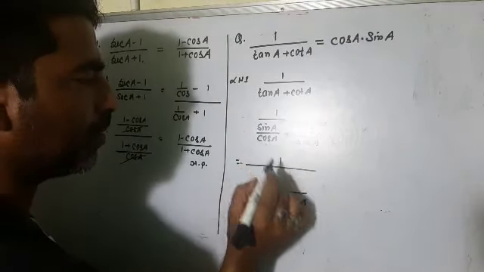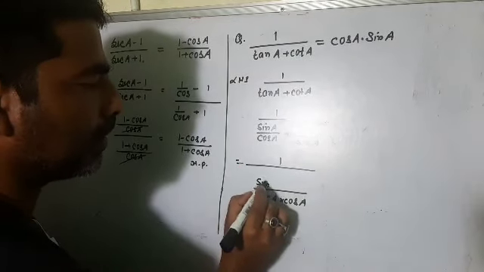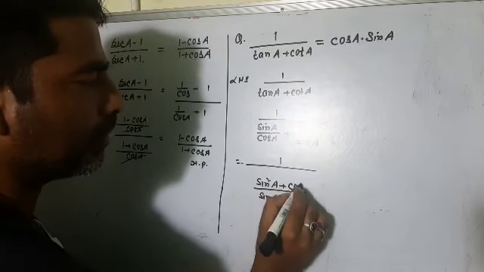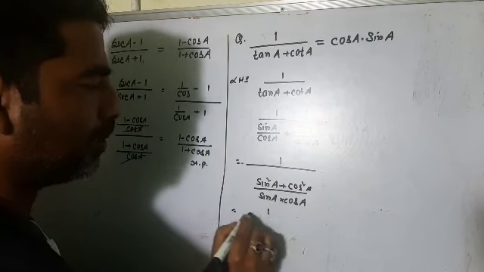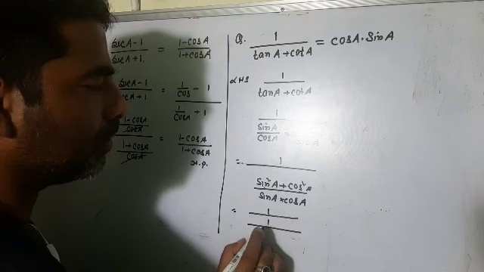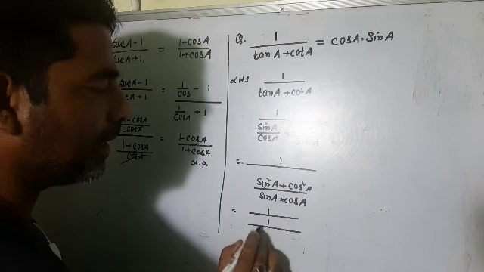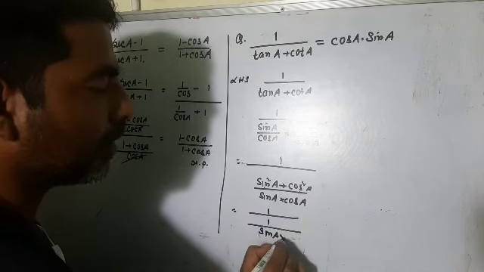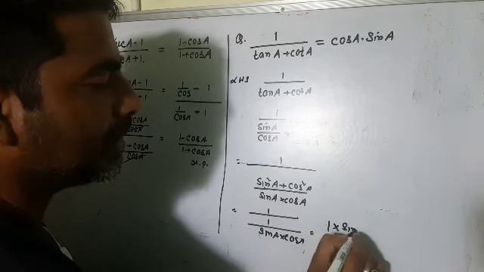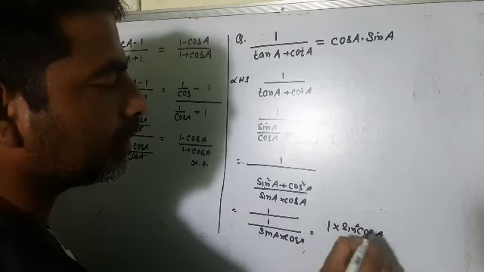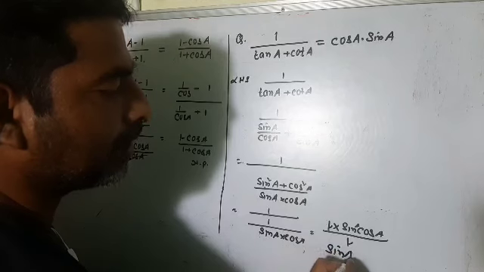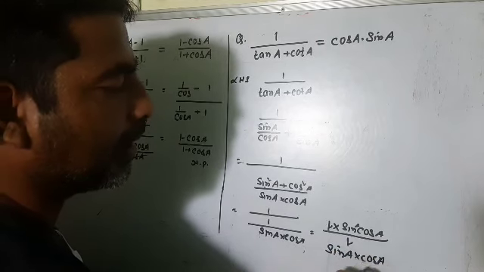Here sin square a, cos cancels, so sin into sin square a, and sin cancels, cos into cos square a. So here 1 by, and sin square a plus cos square a is equal to 1. So 1 by 1 by sin a into cos a. That means 1 by sin a into cos a by 1, 1 and 1 cancel. Similar thing, so sin a into cos a, that is your RHS.